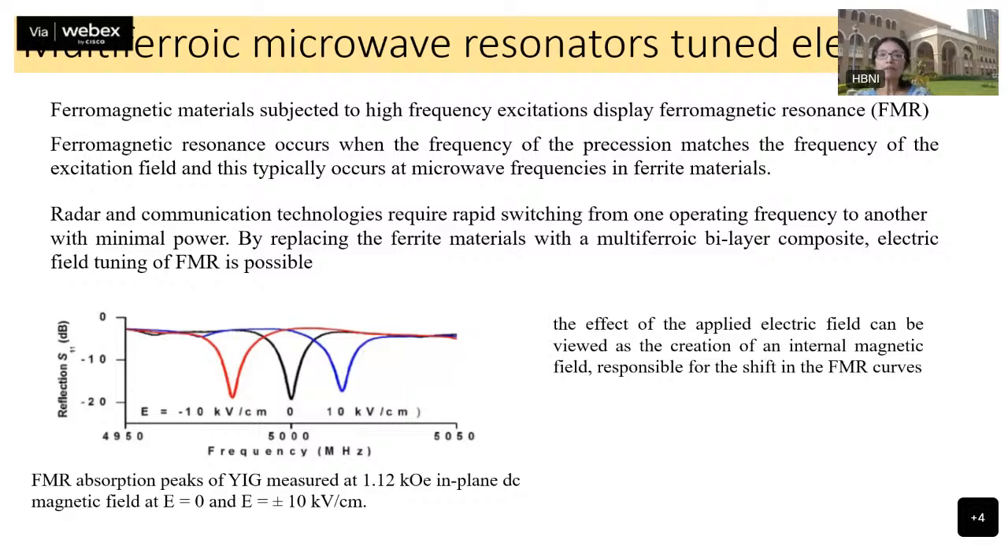The effect of the applied electric field can be viewed as the creation of an internal magnetic field, which is responsible for the shift in the FMR waves. So by using an electric field, you can change the magnetic field. This causes less of a disturbance, and that switching becomes much faster. Obviously this can be used as microwave resonators, which can be tuned electrically.